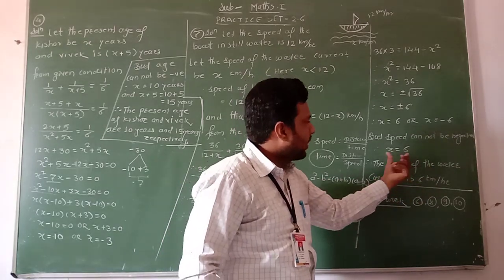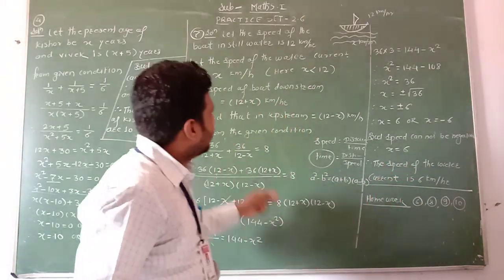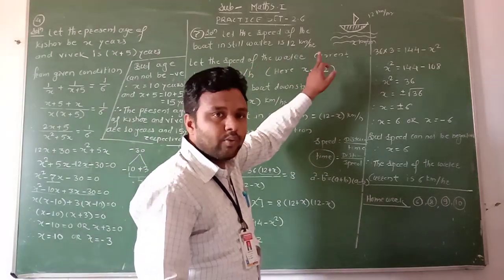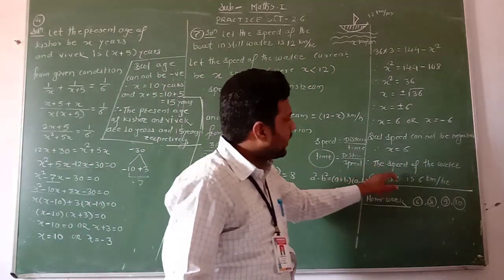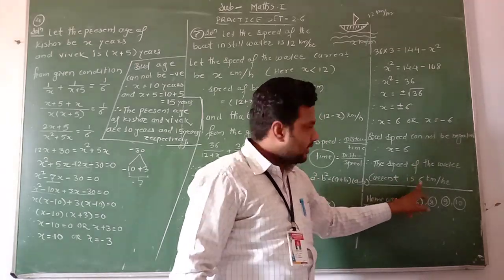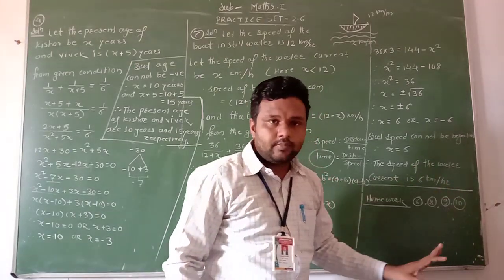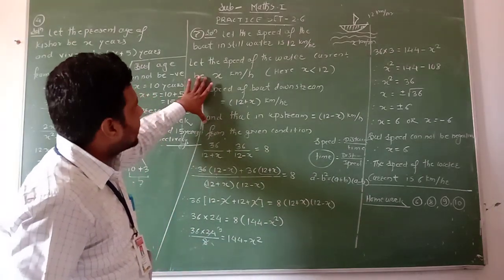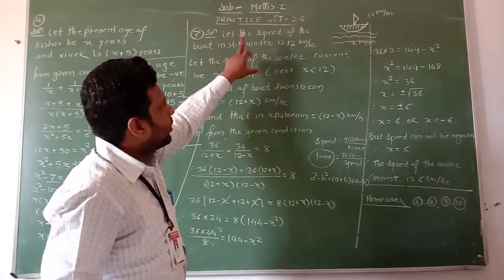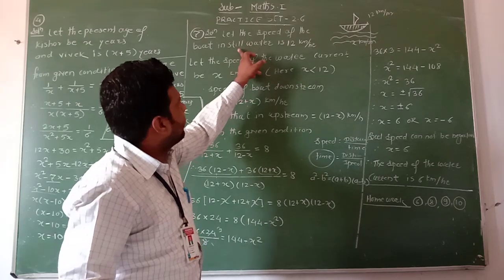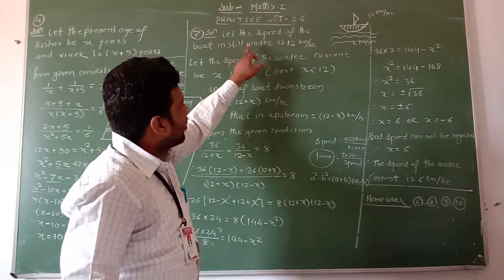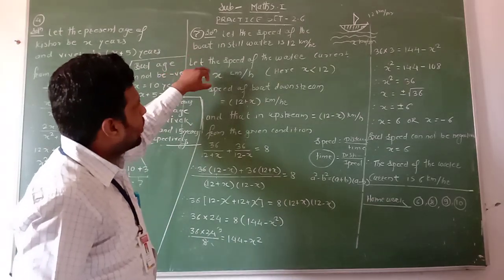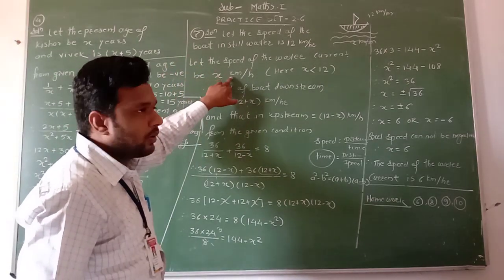Now what is x here? Here we consider x is the speed of the water current, that we have to find. Therefore the speed of the water current is 6 km per hour. Do you understand this question, student? Now from where did we start here? The speed of the boat in still water is given, 12 km per hour. Here we consider the speed of the water current as x km per hour.